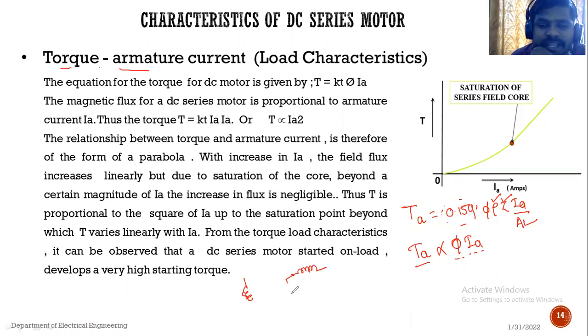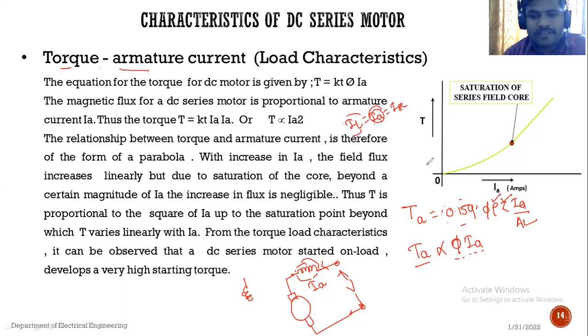This one is the field winding, this one is the armature winding, and here it is supply voltage. The current flowing through the field winding is the same as the armature current. That means we have written the equation IL is equal to IA is equal to ISC. ISC means IA, we can put IA, or we can put IL.